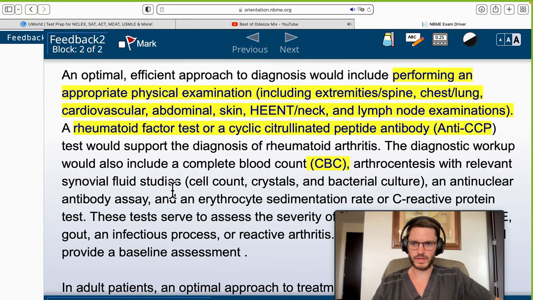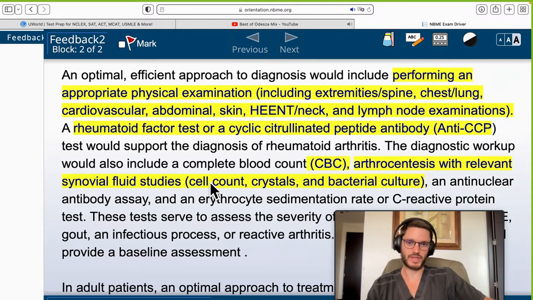Arthrocentesis with relevant synovial fluid studies. I wouldn't ask. Tell me what you would do in the comment section below. Would you ask for an arthrocentesis? It's an invasive procedure. If it was bilateral, symmetric, and all the findings for rheumatoid arthritis, would it actually add something in your diagnosis, or would it be more harmful to the patient?